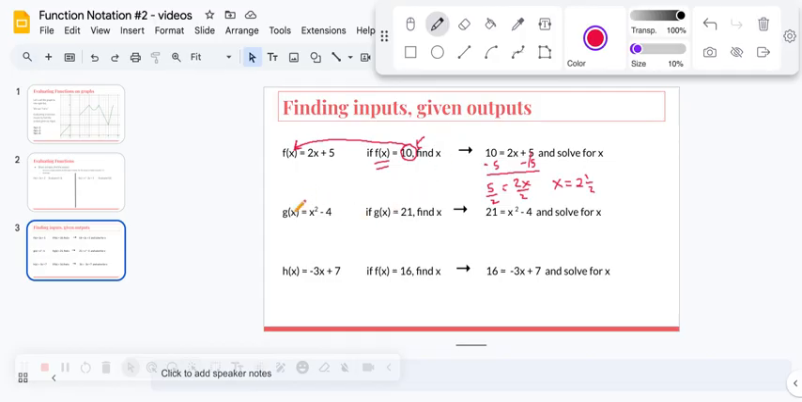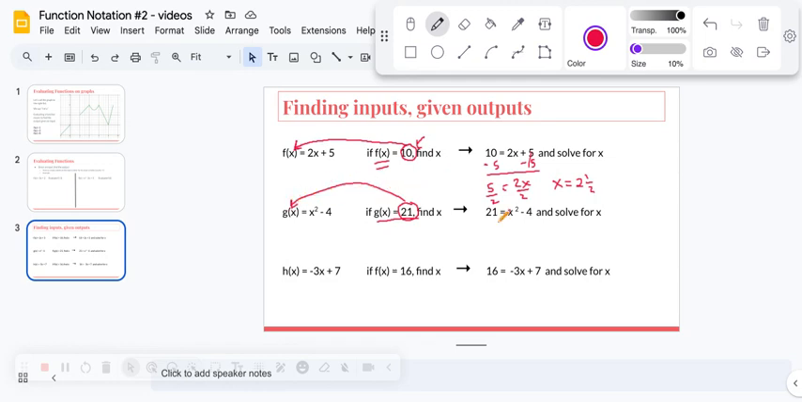Let's try this one here, which is a little bit harder. We have not solved a square in a little bit. Let's give this a try. So this is the function. It's called g of x. The g of x is equal to x squared minus 4. I tell you, g of x equals 21. That means I can take 21 and substitute it in for the g of x.